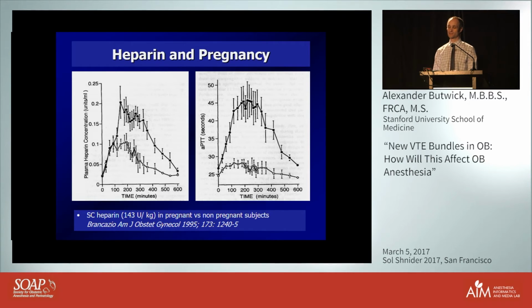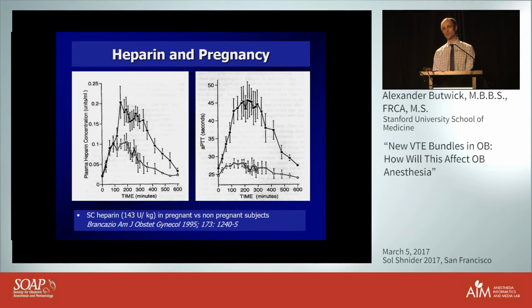So the black circles on both graphs are the non-pregnant women, and the white circles on both graphs are the pregnant group. So what you can see here on both graphs is that when you compare the heparin concentration changes over time, they're much lower in the pregnant population than they are in the non-pregnant group. And similarly with the APTT levels, they're much lower and they reduce down to a normal level or baseline level much sooner compared to the non-pregnant group.